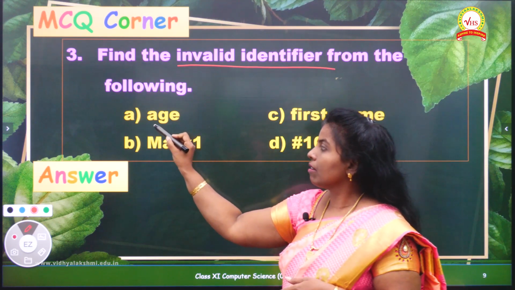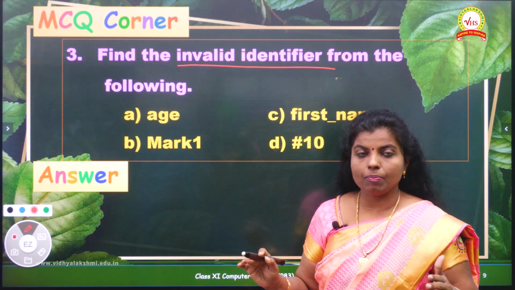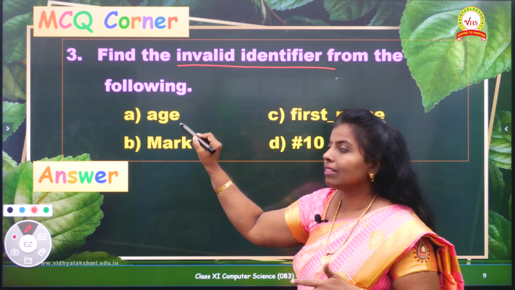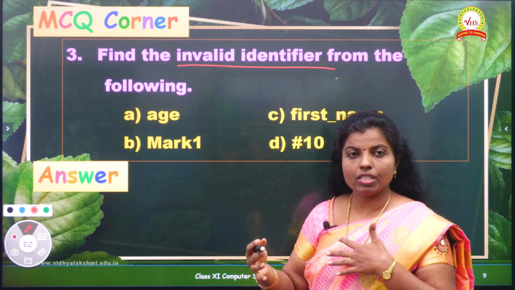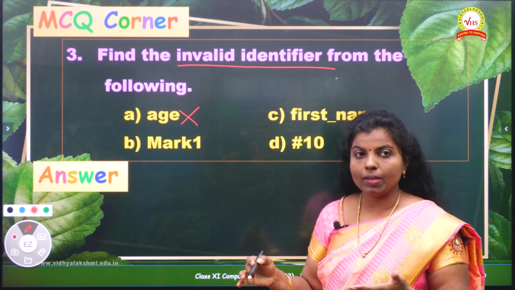If you see the first option, it does not begin with a number. It does not have any special symbols. It is also not a keyword. So, according to that, this is a valid identifier of Python, but we have to find which one is the invalid one. So, this is not the invalid one.